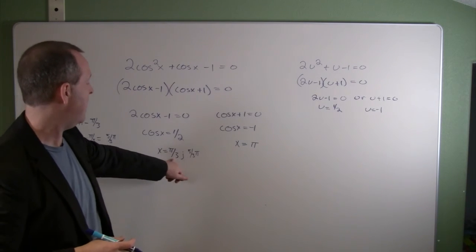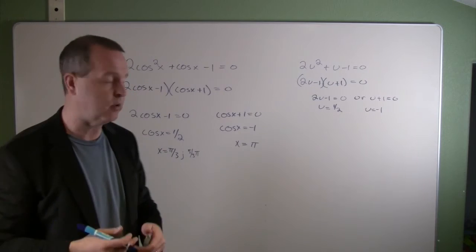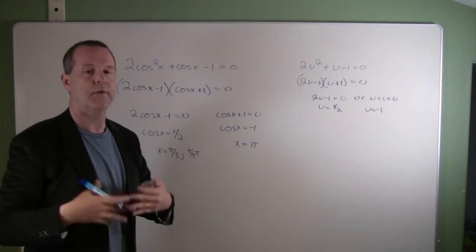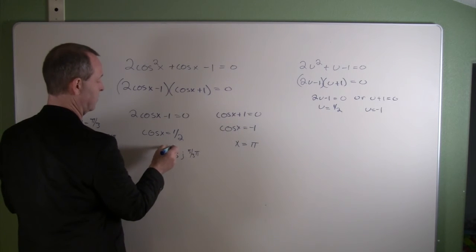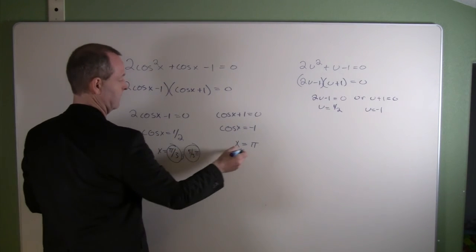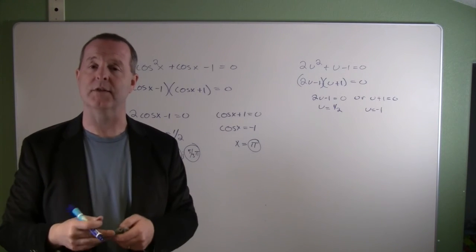If I added 2 pi or any integral multiple of 2 pi to any of these values, those would extend beyond my range. So my solution to this one is just 3 solutions. And we can solve that in the ways that we've solved quadratics.